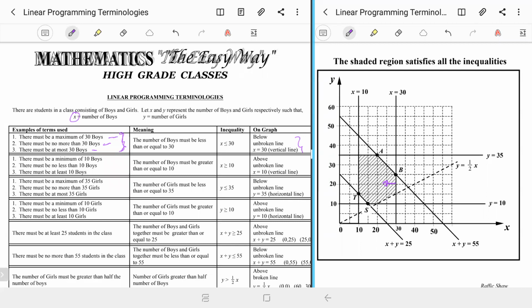All right, so that's the first one. Let's move to the second one now. We've done the first one already. Let's mark it. Finish that one. The next one is that there must be a minimum of 10 boys. There must be a minimum of 10 boys.